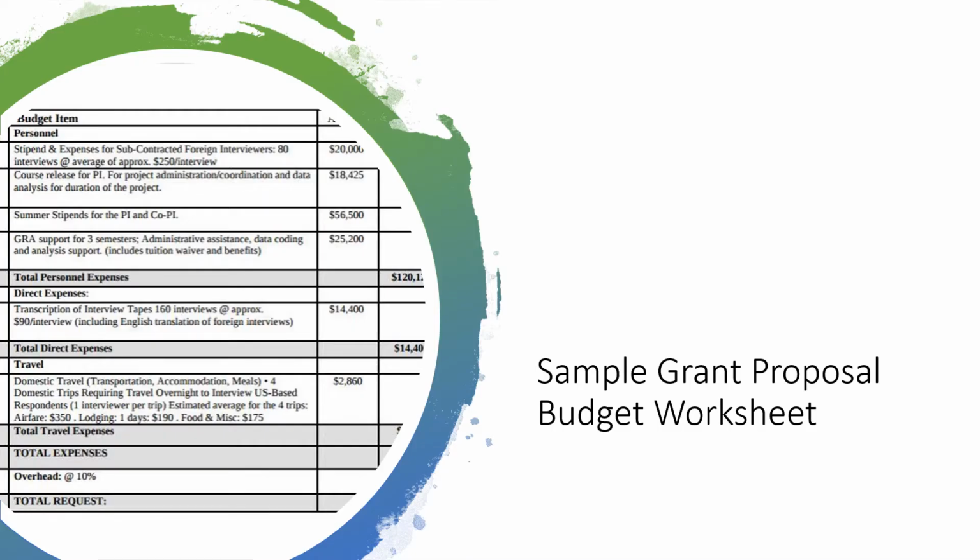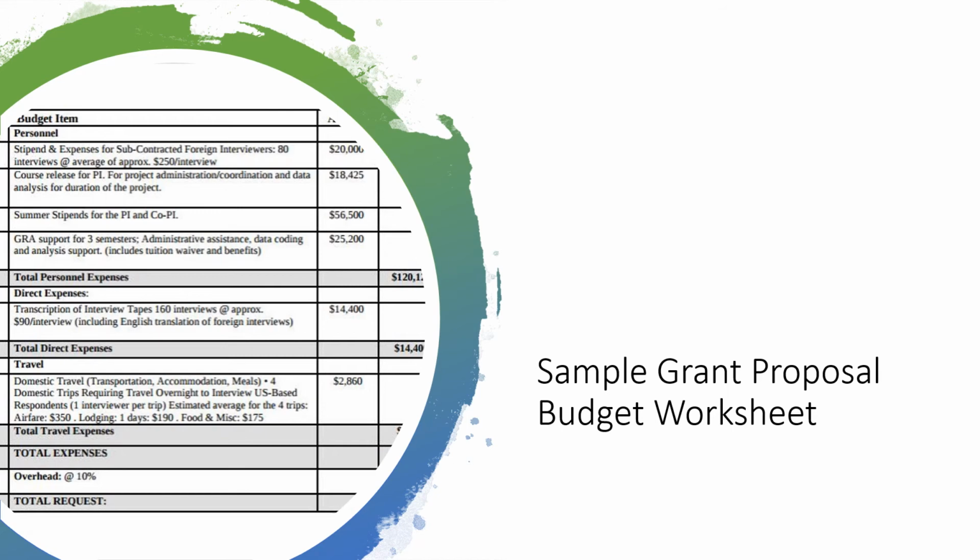So here's a quick sample grant proposal budget worksheet. You'll notice it has budget items. It has it broken down by categories. In this case, personnel, direct expenses, travel. And right, you don't have to include the ones you're not going to use, right? These are the ones that this particular grant was going to use, right?